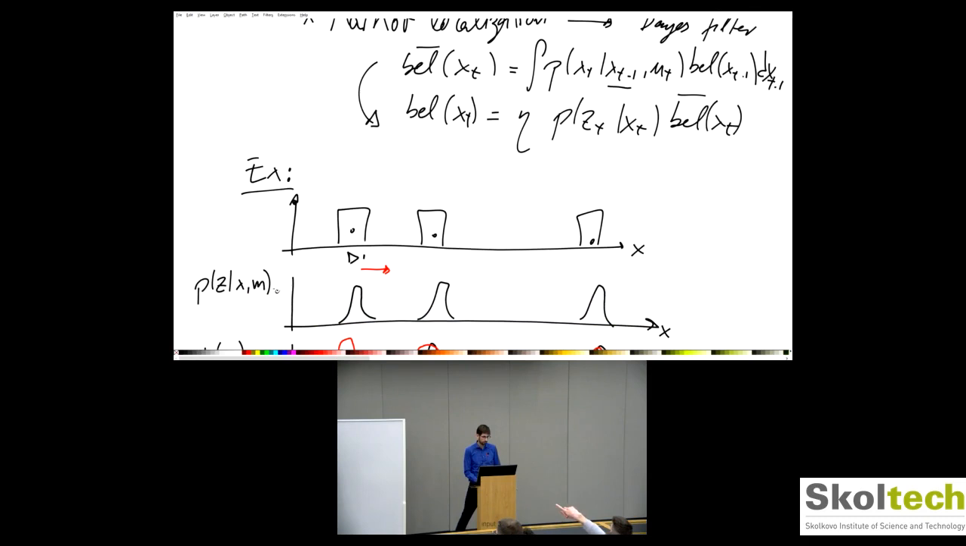Yes, you do have a map, but your likelihood, the observation function, cannot distinguish. Although you know where all these landmarks are, it doesn't matter because you can be anywhere, right? So if you're analyzing this over your whole range of state values, you don't know where you are. This is what you want.